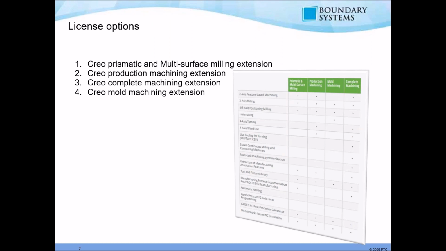Then the production machining one, I think that's the more popular option, where you get the same as with the prismatic and multi-surface milling, but you get the turning and the wire EDM with that. So you get 4-axis turning and 4-axis wire EDM. Quite a big jump over there and really adding a lot of value if you're doing turning and wire EDM as well. Then we've got the complete machining, where there's a little bit extra on the 5-axis stuff and on the multitask machining. On the 5-axis, that's simultaneous machining. On the turning, you're adding live tooling, and also the synchronization of multitask machines.